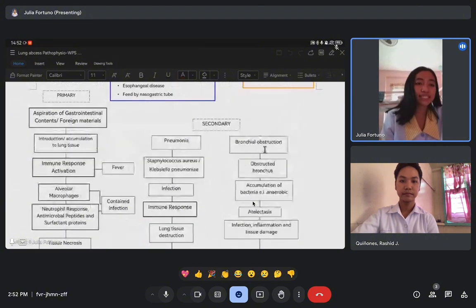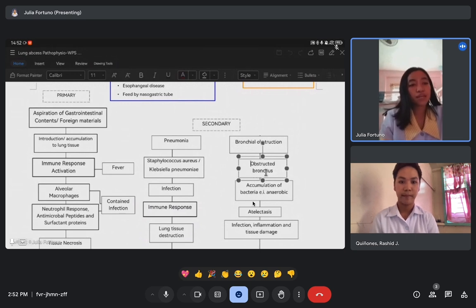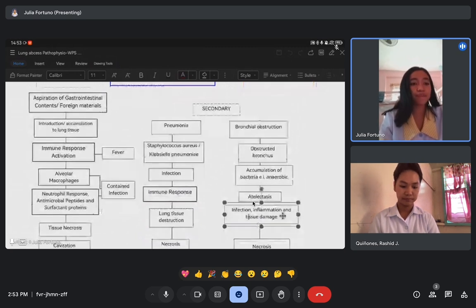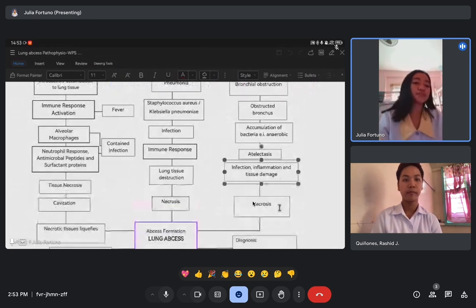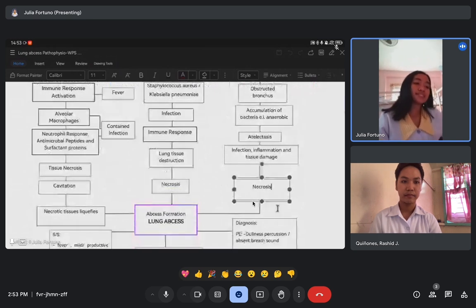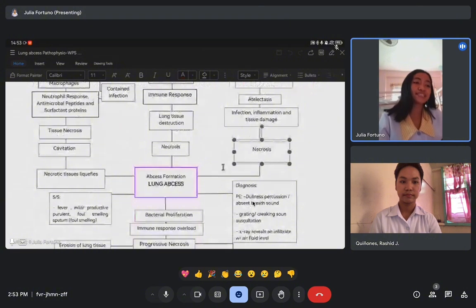Then the second disease that can lead to a lung abscess is bronchial obstruction. This bronchial obstruction is an obstructed bronchus caused by a tumor. When a bronchus is obstructed, it will cause accumulation of bacteria on that obstructed area. As the accumulation of bacteria occurs, there is a possibility of atelectasis or lung collapse. As the area collapses, it will cause more accumulation of bacteria and further necrosis, as well as cavitation, and this cavitation will be filled with necrotic tissues and lead to lung abscess.